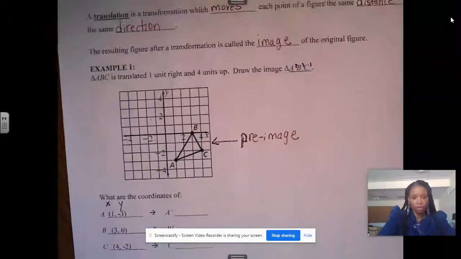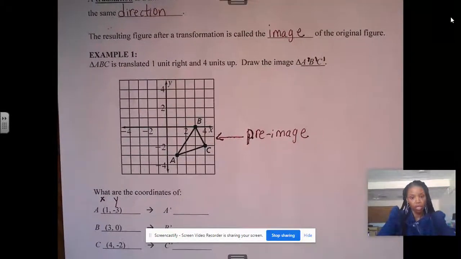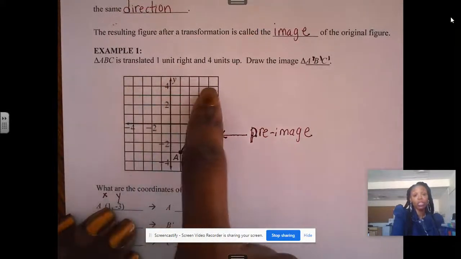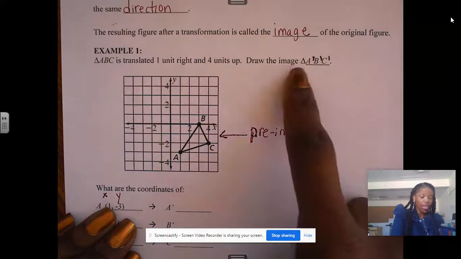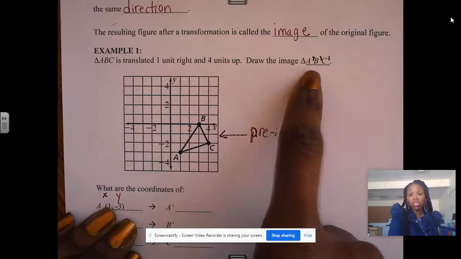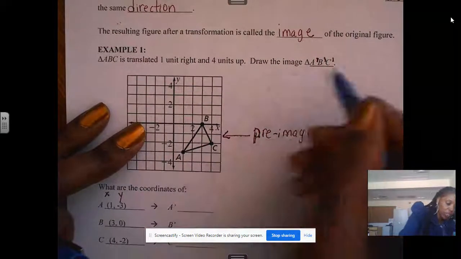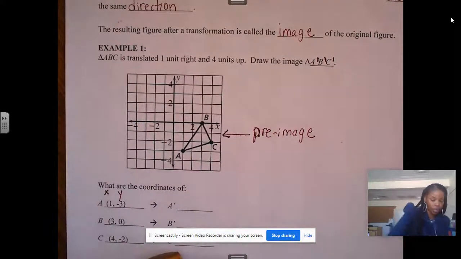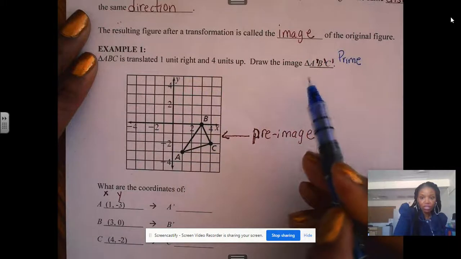If you look here, sometimes the figure's already plotted for you, sometimes it is not. But I always want you to read. It says triangle ABC is translated 1 unit to the right, 4 units up. Draw the image. Then they have A with these little tick marks; these are called prime marks. I just say tick marks, but this is prime. This is going to be your image, the one that you draw, the end image. It's always denoted with a letter that has a little tick mark.